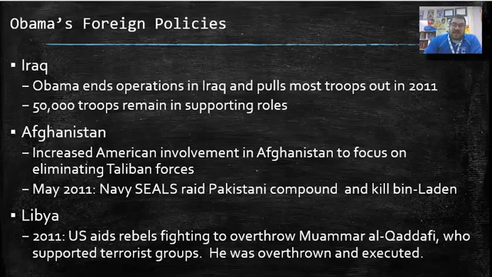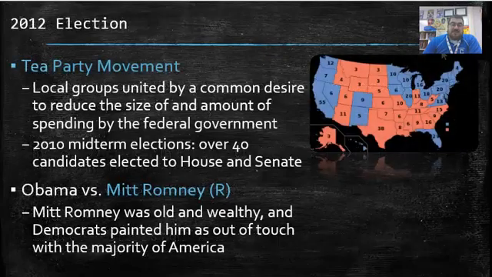And in Libya, I know we talked about Libya in Topic 12 a little bit, but in 2011, we aid rebels in a sort of civil war there to overthrow Muammar al-Gaddafi, who supported terrorist groups. We have bombed him before. He is overthrown and executed in the country of Libya.